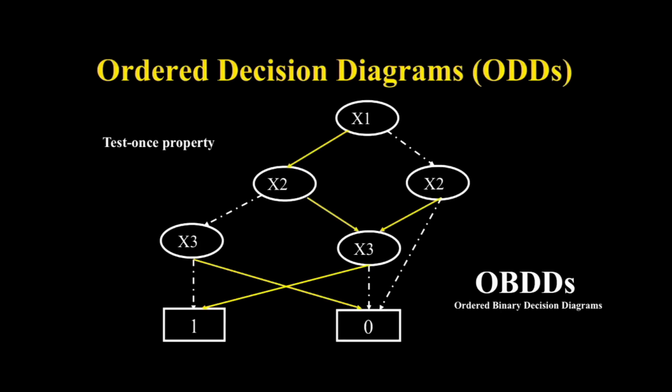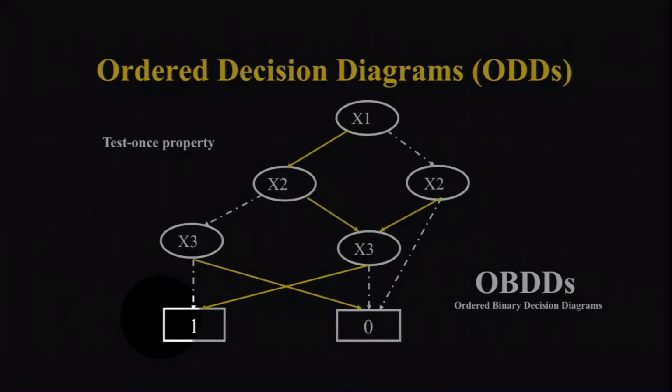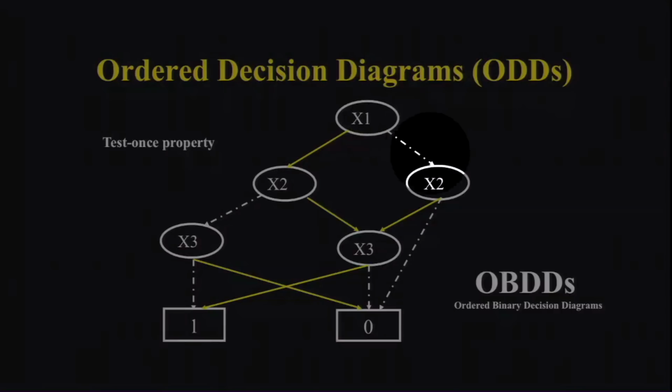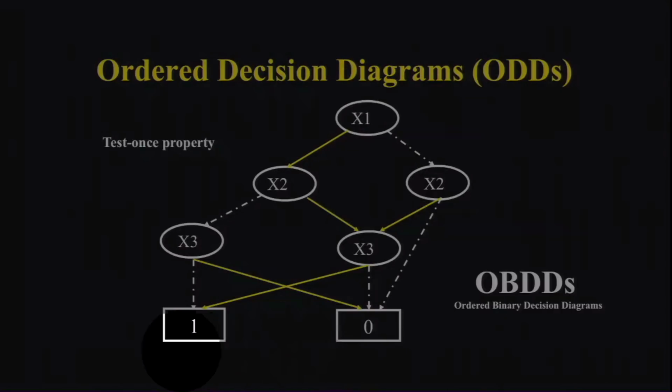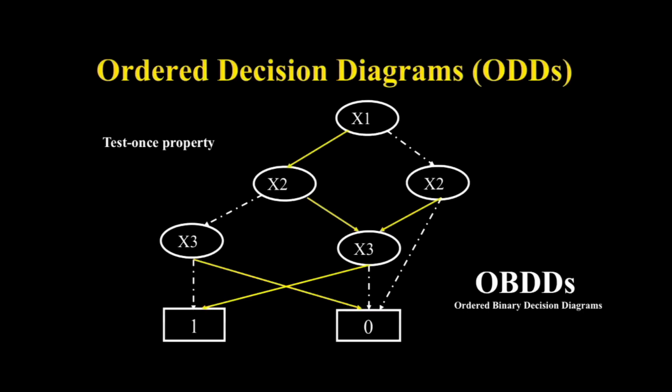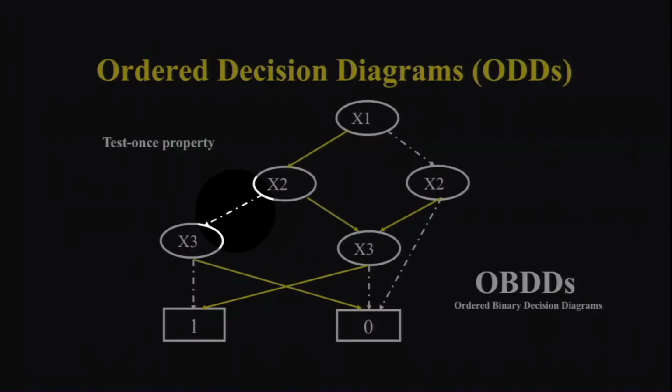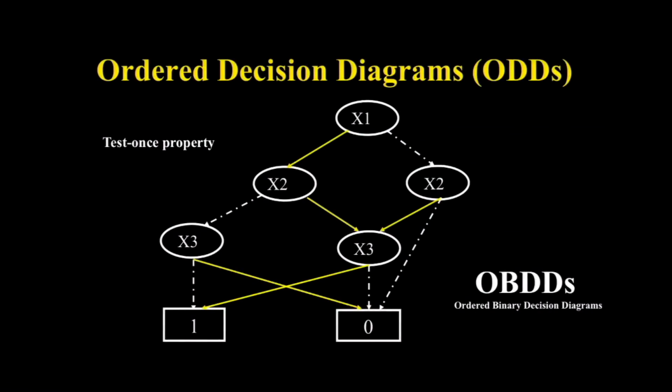And because of this property, you get something that's known as the test-once property. Test once means that on any path from the root to the leaf, a variable is encountered only once. So here we're testing x1, right, to decide whether to go this way or that way. You can't later test x1 again, right? And this is the test-once property. You can only check x1 or any variable only once on any path. That is implied by the fact that the variables are ordered. We will make mention of this property later as we go on.